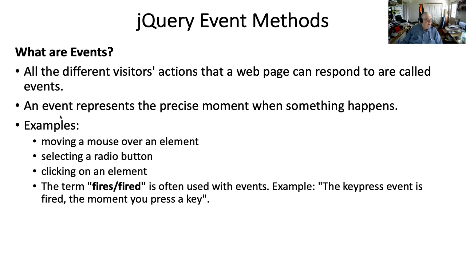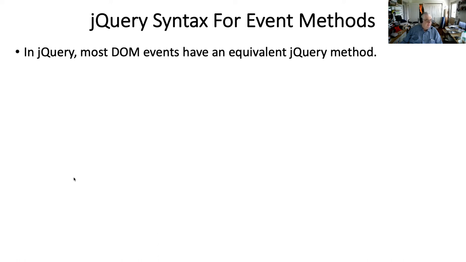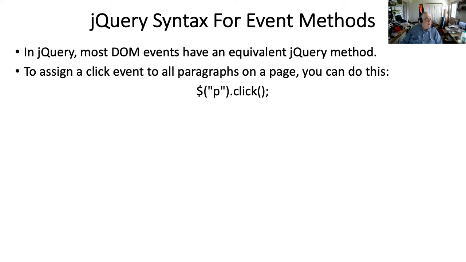Examples are moving a mouse over an element, selecting a radio button, clicking on an element. The term fires or fired is often used with events. Example, the key press event is fired the moment you press the key. In jQuery, most DOM events have an equivalent jQuery method. To assign a click event to all the paragraphs on a page, you could do this.